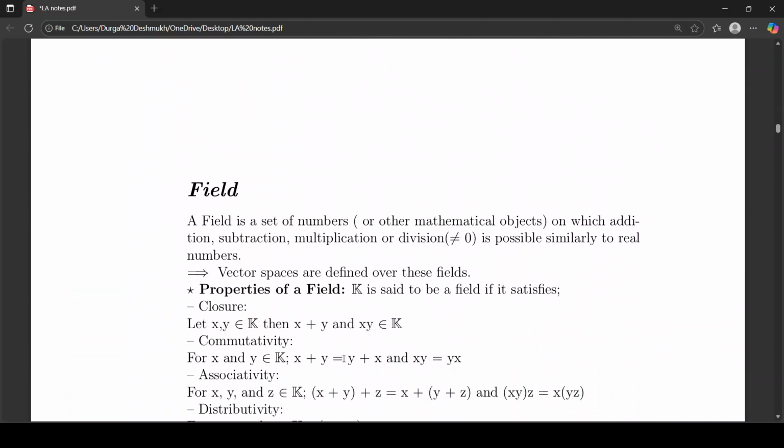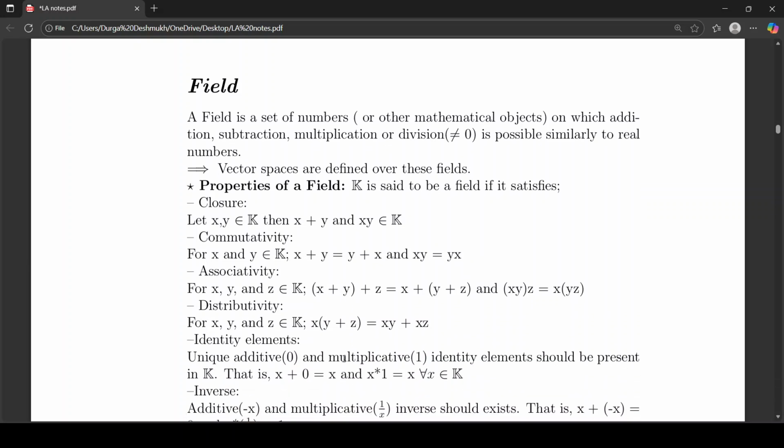Moving further, field. So these are the important topics of vector spaces. Till now we were just discussing the basics, but now we will go into the actual thing. So field, it is a set of numbers or any other mathematical objects on which addition, subtraction, multiplication or division except by 0 is possible. Similar to real numbers, vector spaces are defined over these fields. So there are some properties of fields.